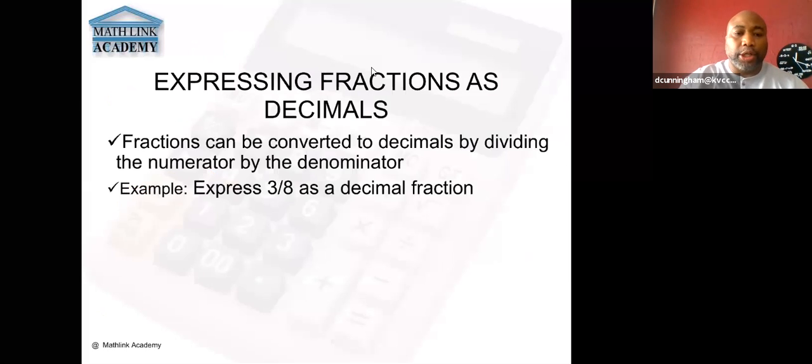Now, the next thing I want to look at is expressing fractions as a decimal. Remember, a fraction can be expressed as a decimal because it's really a division sign. Fractions can be converted to decimals by dividing the numerator by the denominator. For example, let's look at this expression, 3/8 as a decimal. So 3/8 is a fraction, and we want to convert that to a decimal. Let's go to our whiteboard to see how that is done.